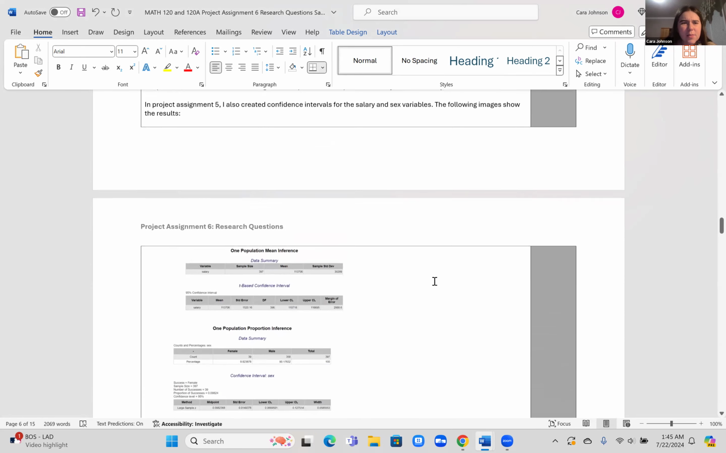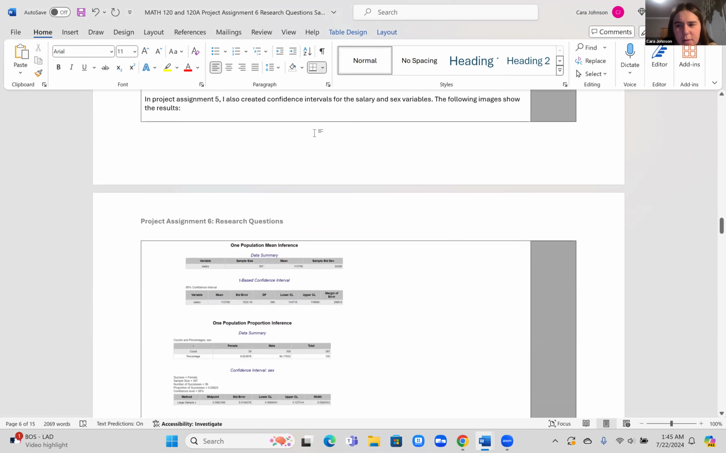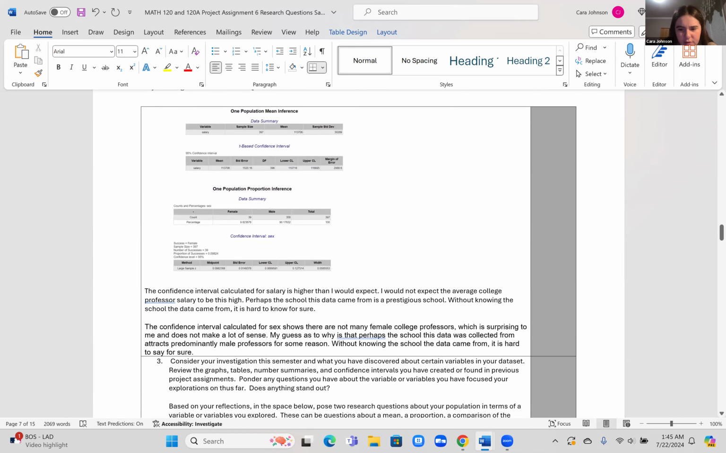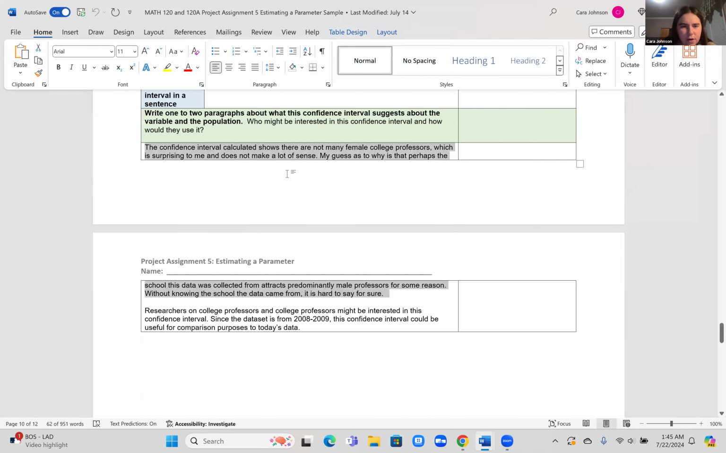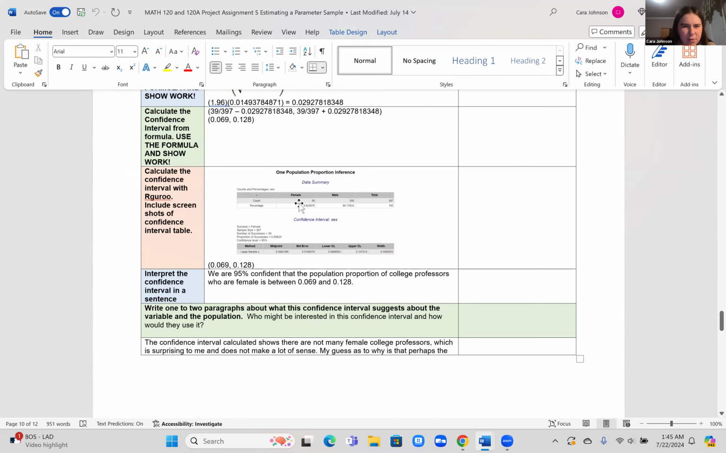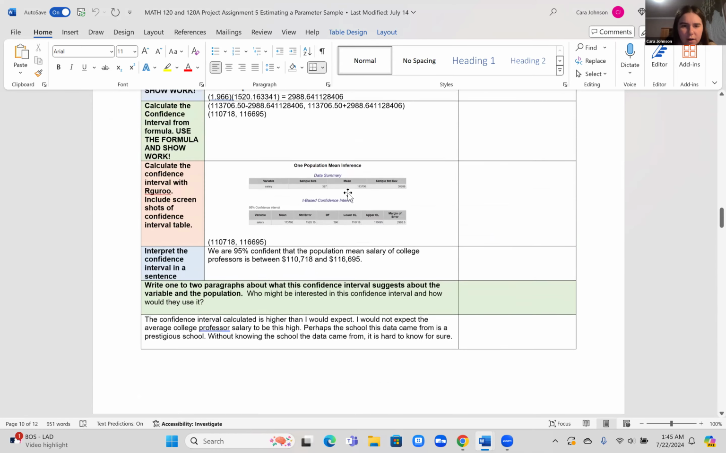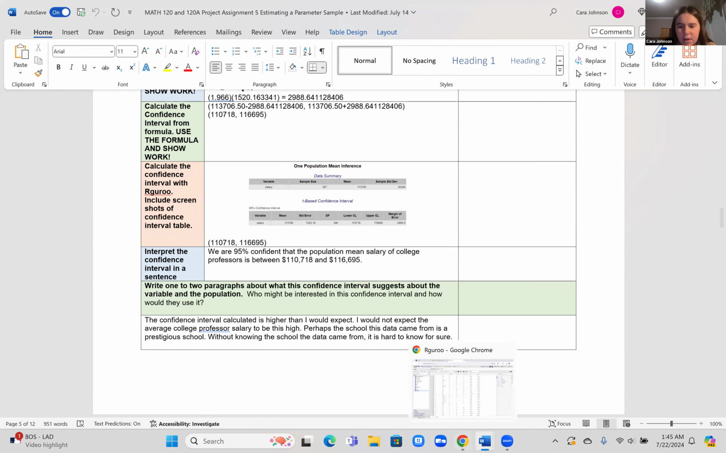And then the last thing I talked about in this part, in project assignment 5, I also created confidence intervals for the salary and sex variables. So the following images show the results. These were my confidence intervals from project 5, for the R guru screenshots that we had. This was the proportion one I had. I did both in my sample. You would have only done one. And this is my mean one.